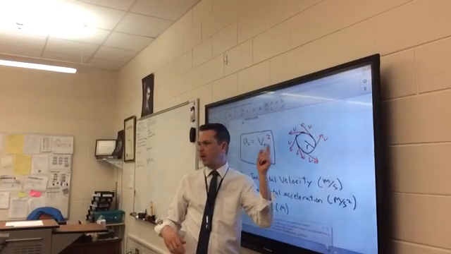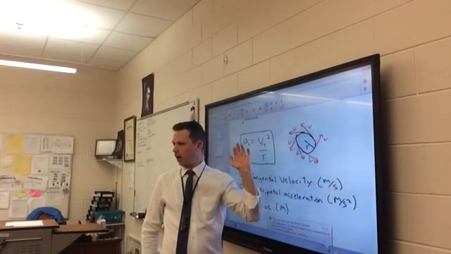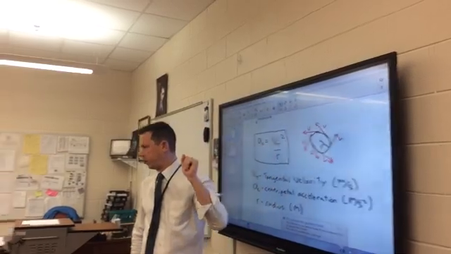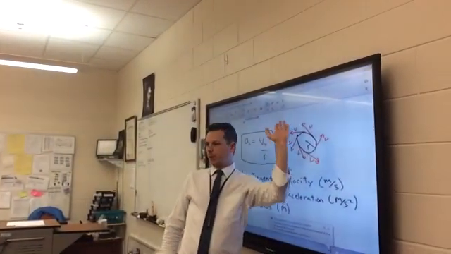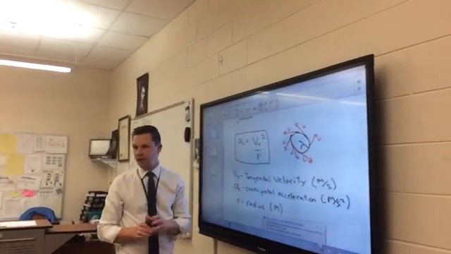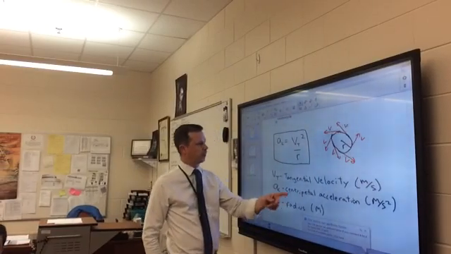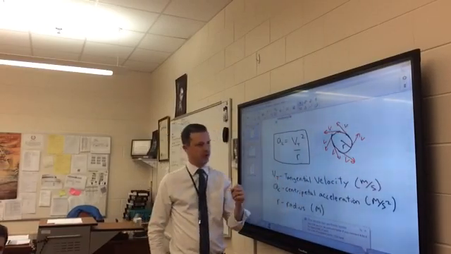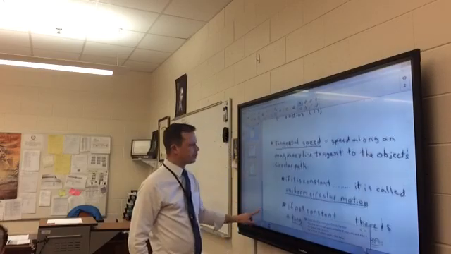Tangential velocity would be, if an object's moving in a circle, the line perpendicular to the circle at any given point in time. So the velocity is perpendicular. The centripetal acceleration is always toward the center during the entire time. Centripetal acceleration is measured in meters per second squared, and the radius is measured in meters. So v_t squared over r is your formula.